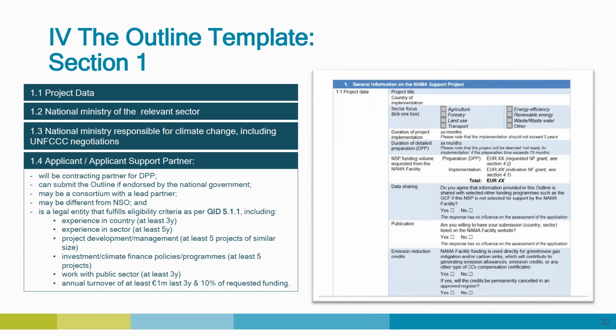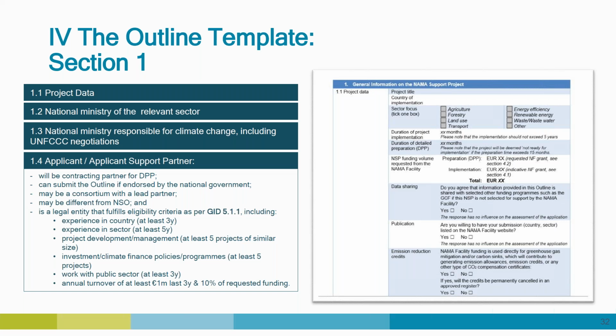The first section of the outline document covers core information about NAMA support projects. It asks for information like duration, sectoral focus, and funding volume requests. In this section, the respective ministry that corresponds to the relevant sector should be identified, and a ministry contact person should be listed. We do expect that the outline submission has support from the ministry in charge of climate change and UNFCCC negotiations. And if this is not the ministry already identified as a primary ministry, it should also be identified under the section for a second national ministry, along with a relevant contact person.